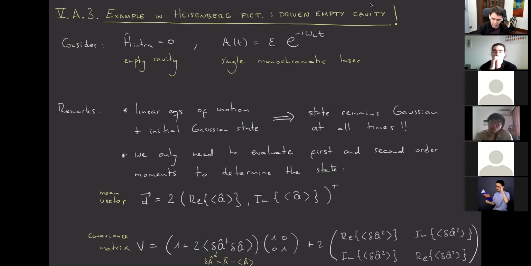Okay, so then I write this explicitly just so you see that the only thing we need to evaluate are the first order moment of A, and then the second order moments of A and A dagger, in particular A dagger A and then A squared. Okay, so from this we can determine the state inside the cavity because we know it will be Gaussian.